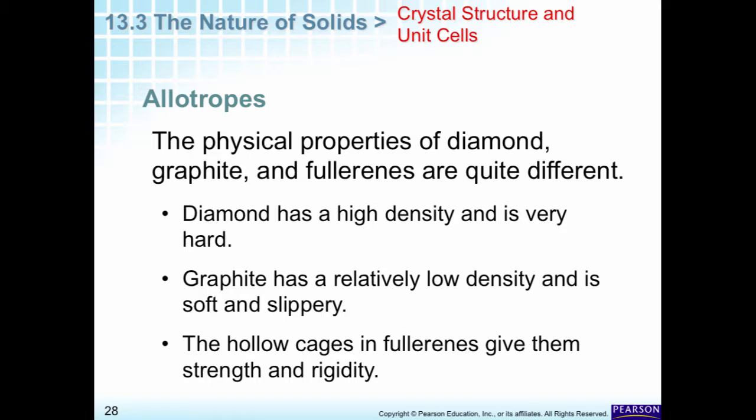It's crazy. All right, as I mentioned, diamond has a high density, meaning that the carbons are very closely together, and it's very hard. Graphite has low density, they're kind of spread apart, they're soft and slippery, and the hollow cages of Buckminster fullerene allow them to have strength and rigidity.